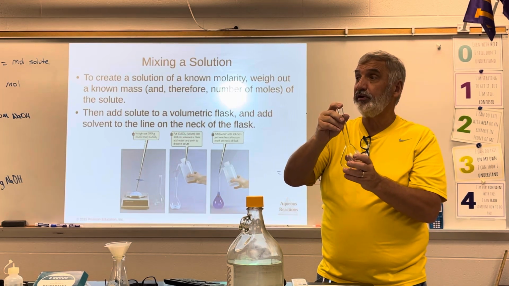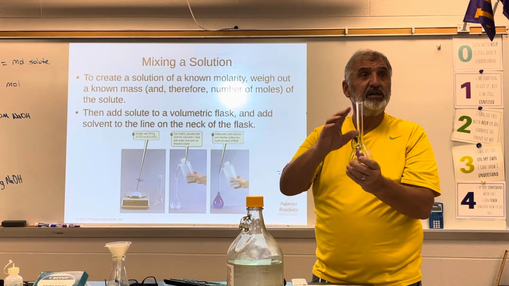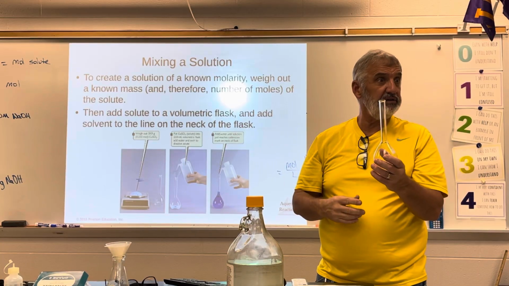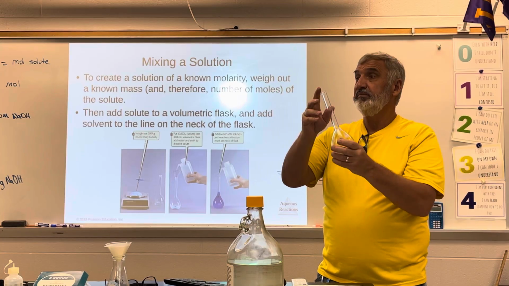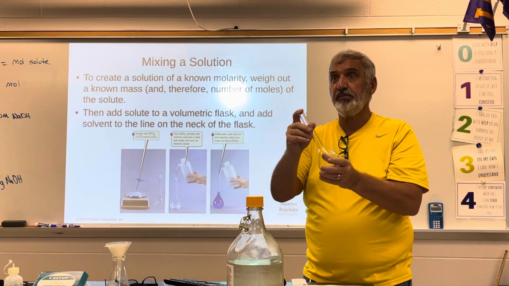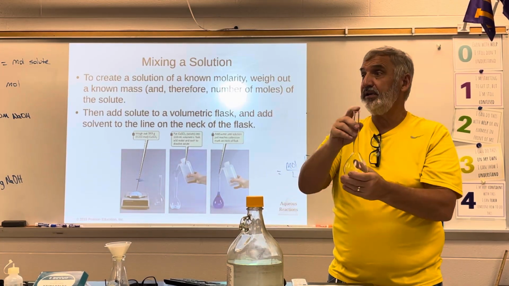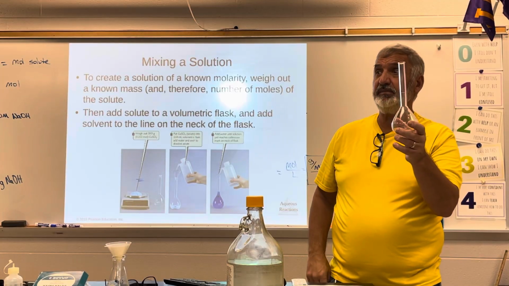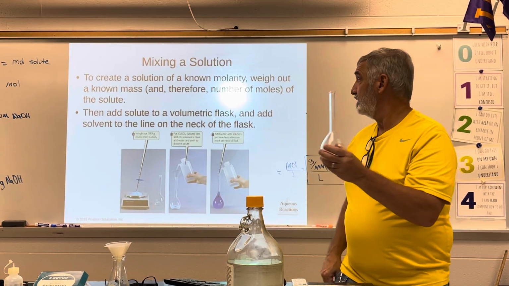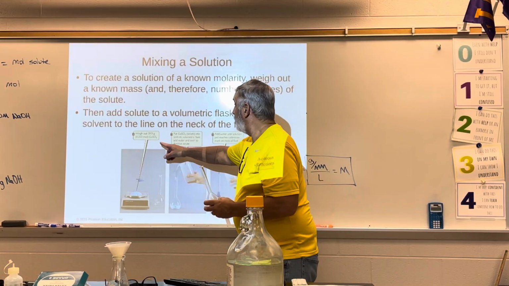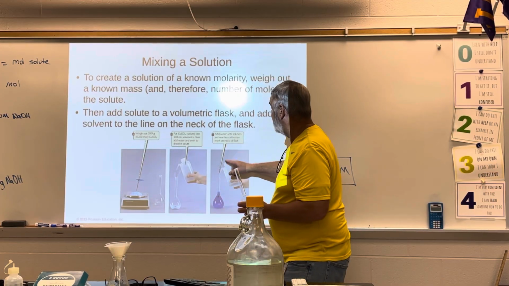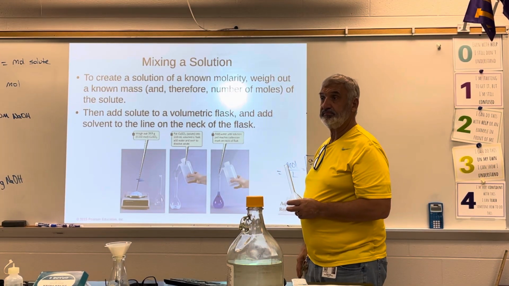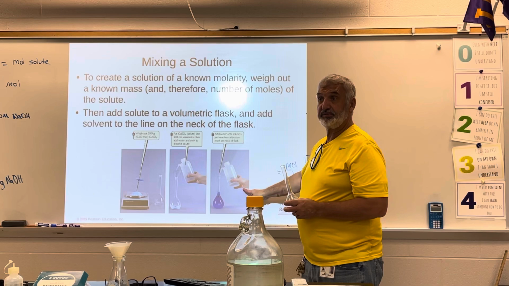Then we can put a cap over it and just mix it 1 or 2 times to get it evenly mixed all the way through. Because if you don't mix it again, you're going to have more water on the top. You cap it up, turn it upside down a couple times, then it mixes thoroughly. Okay? So, weigh it out, put the copper sulfate into the flask, add water and swirl, and then add water until it gets to the line. We've got to know those steps.